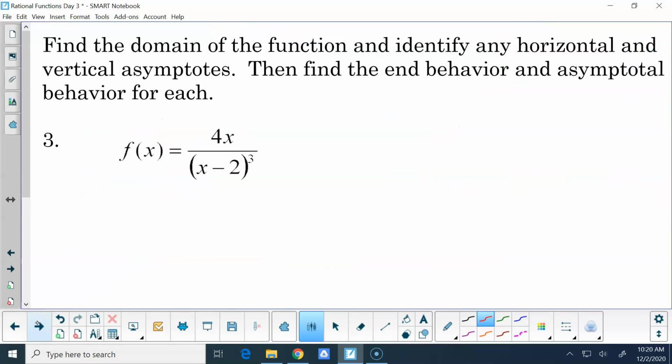So here's our function. We want to find the domain. We want to identify any horizontal and vertical asymptotes. And then let's bring in end behavior and asymptotal behavior too into play. Okay?